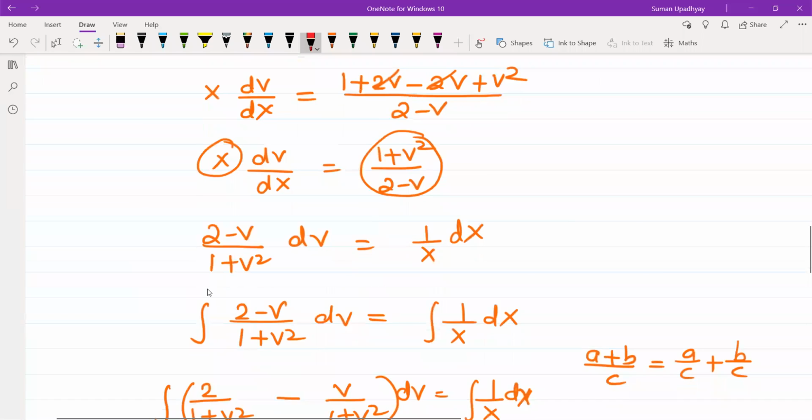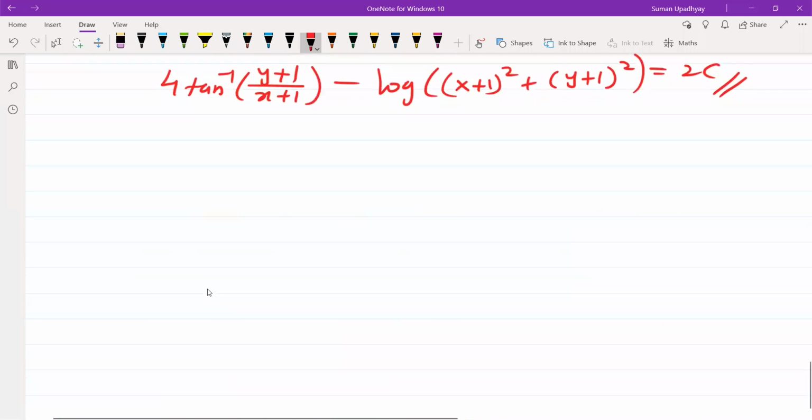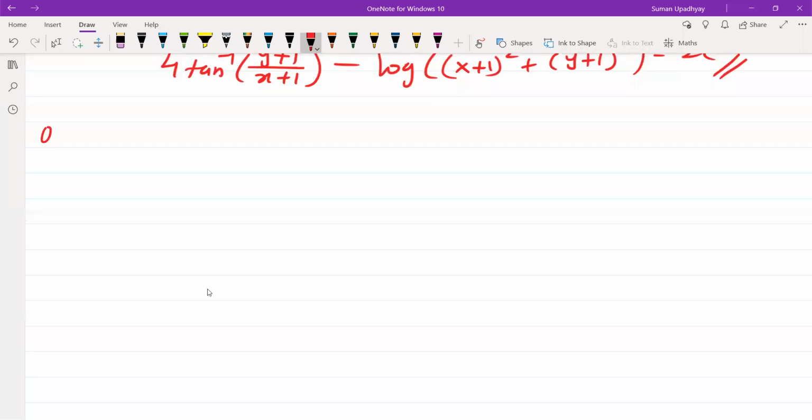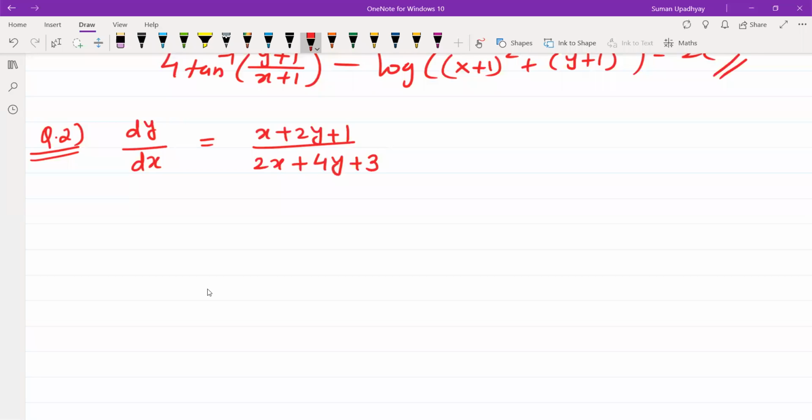Okay, so I'm giving you one problem which you're going to do on your own and tell me what you're getting. Question number 2 I'm giving you all. Just try to solve on your own and tell me whether you are able to solve this problem or not. dy by dx equals x plus 2y plus 1 upon 2x plus 4y plus 3. Okay, start solving this, kids. The hint is this.